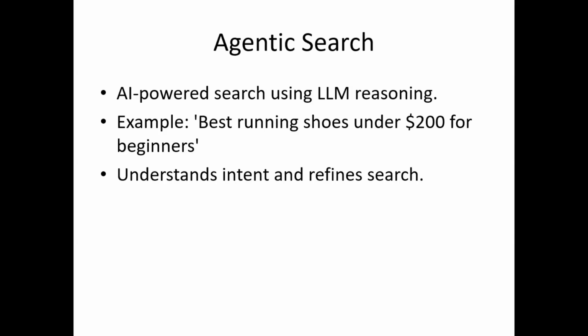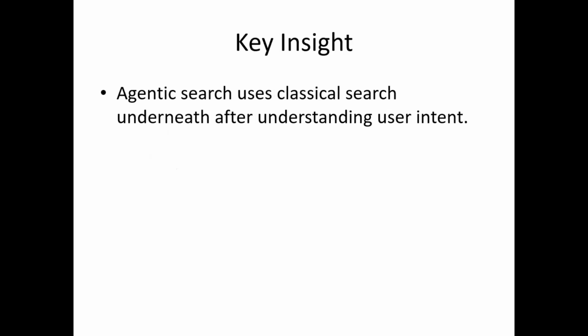But in an e-commerce site that has an agentic search implementation, your search can be, for example, best running shoes under $200 for beginners. The AI search engine reasons over the user search through an LLM model and queries the underlying source to return the results using classical search. So under the hood, agentic search uses classical search to return the results once it reasons and understands the user input.